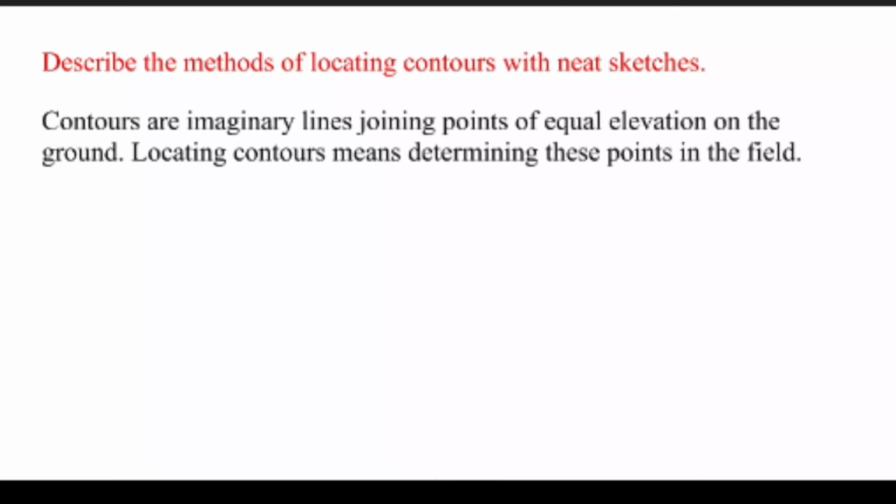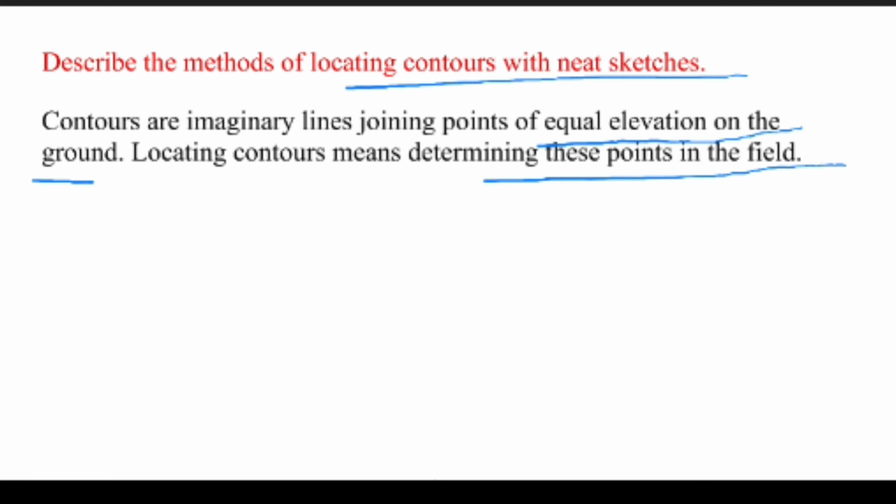In Part D, Section 1, a 5 marks question: describe the method of locating contours with a neat sketch. What do you mean by contour? It is an imaginary line joining points of equal elevation on the ground. With this contour you can determine points in the field.